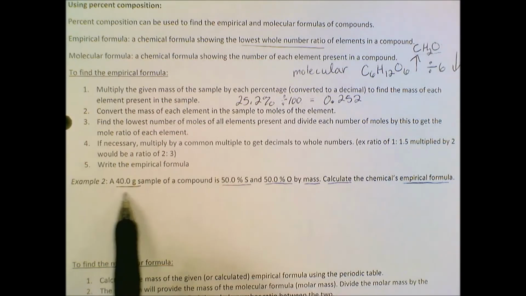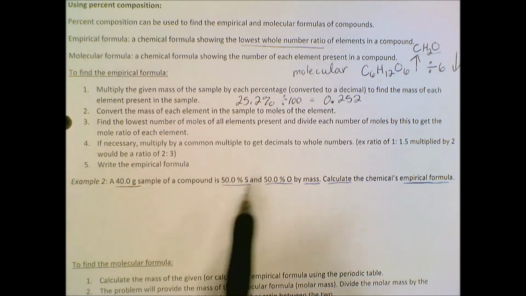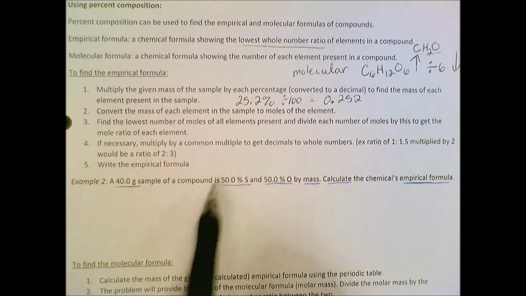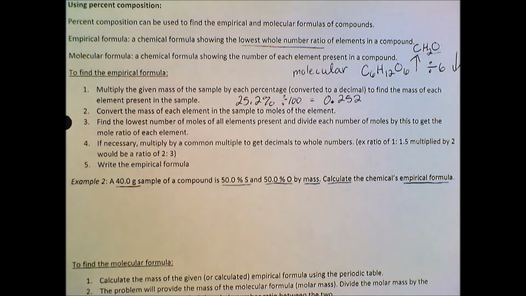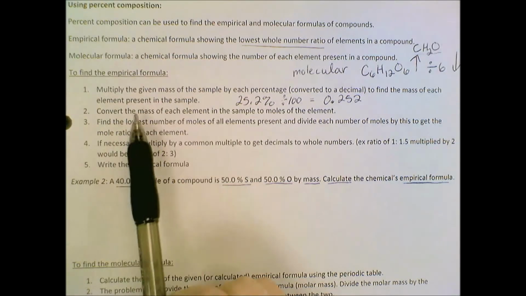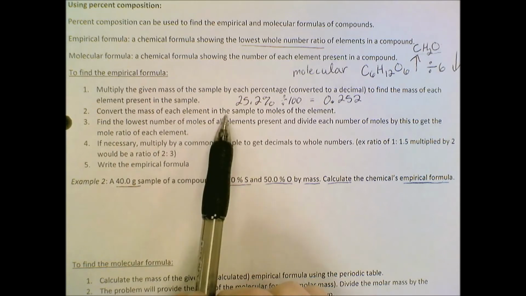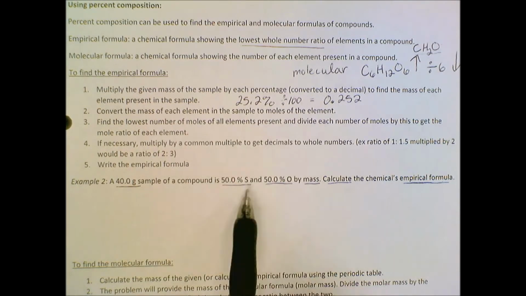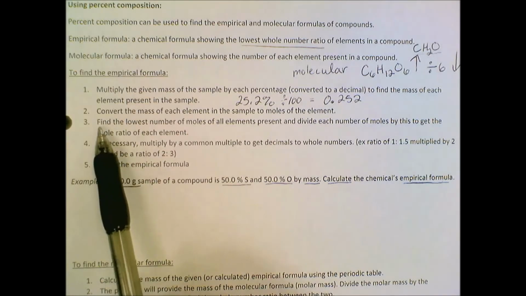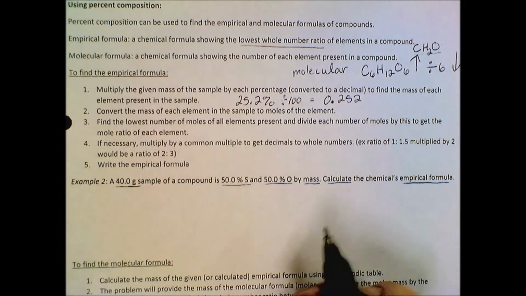So in this case, we have a 40-gram sample of a compound, and it is 50% sulfur. So we're going to be multiplying that, but we're going to move our decimal over on the sulfur. Once we have that, we're going to convert the mass of each element in the sample to moles. So we're going to go from grams of sulfur to moles of sulfur. Then we're going to do, actually, let's go ahead and do that, and then we'll go to the next step.